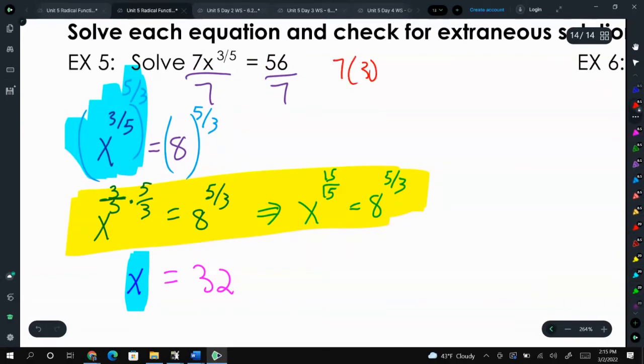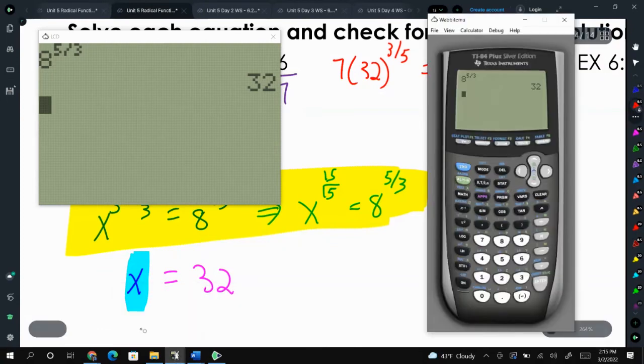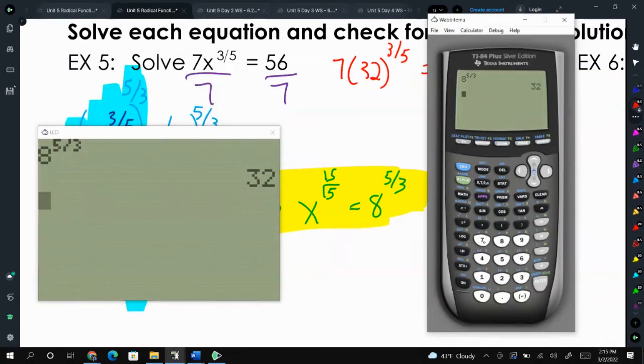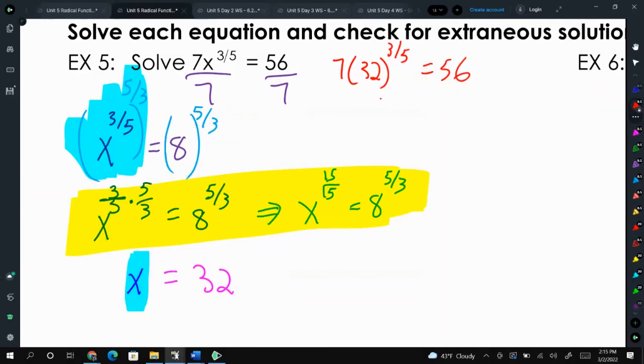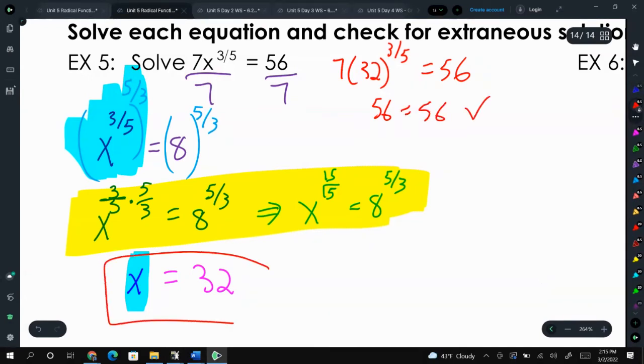7 times 32 raised to the 3/5 power. Does that equal 56? Calculator. 7 times 32. Whoops, forgot the parenthesis. Raised to the 3/5 power. We get 56. It checks out. So this is our complete answer.